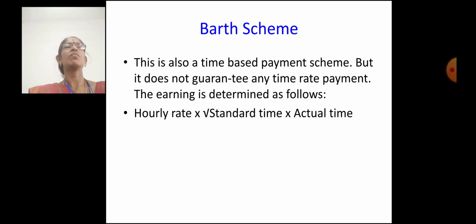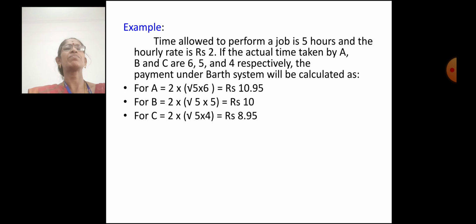148.50. Barth scheme. This is also a time-based payment scheme but is not a guaranteed time-rate payment. The earning is determined as follows: hourly rate multiplied by the root of standard time into actual time. Example: time allowed to perform a job is 5 hours and hourly rate is rupees 2. The actual time taken by A, B, and C are 6, 5 and 4 respectively.